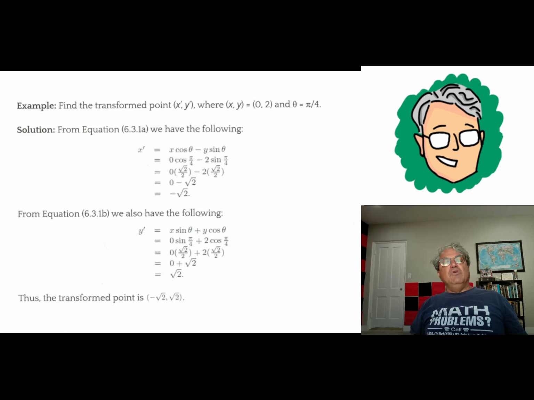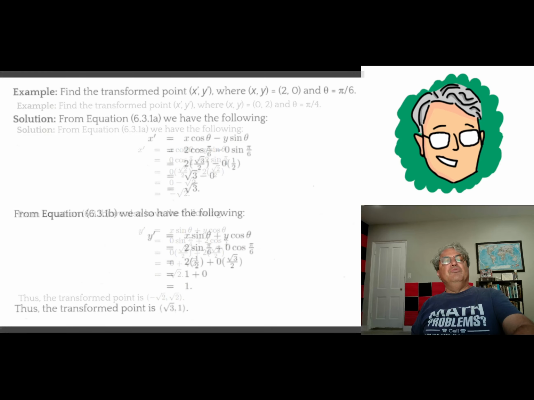That's x prime. What about y prime? Well, we just apply the second formula. y prime was x sine theta plus y cosine theta. x was 0, so the first term drops out. The second term is now plus 2 sine of pi over 4, but once again, sine of pi over 4 is 1 over square root of 2, so you're going to get 2 over square root of 2, which is square root of 2. So our point is going to be minus square root of 2 comma square root of 2. Those are the coordinates of this point.